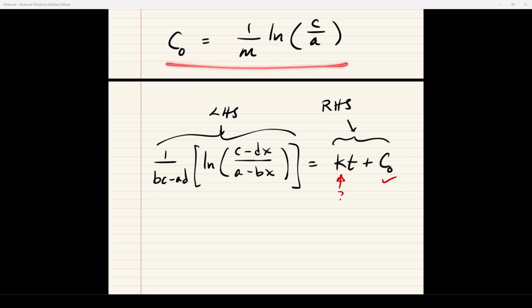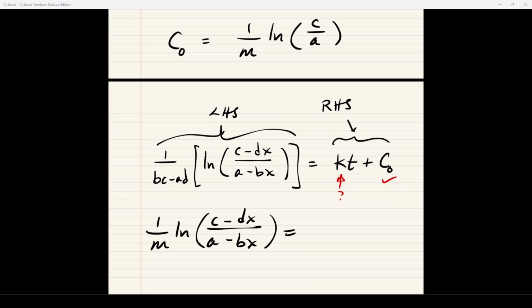As we can see right here, we've now got the C naught. So let's rewrite this with the C naught and simplify it a little bit. I've decided that it'd be easier if we could just call this equal m. So we have 1 over m ln of (C minus Dx) over (A minus Bx) equal to some k value times t times, let's say, 1 over m ln of C over A.